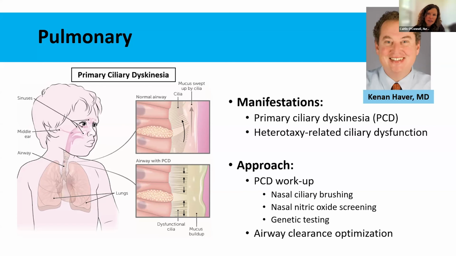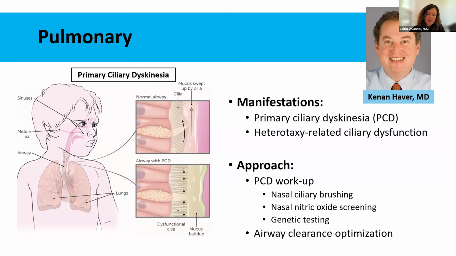So our approach on the heterotaxy team is to offer a PCD workup for every child that is screened through the program. This includes nasal ciliary brushing to look at the cilia's structure. This is a procedure that I do, and we pair it with when the children are already under anesthesia to minimize discomfort. We also offer nasal nitric oxide screening in our pulmonary clinic, which is a great test to screen for PCD, as well as genetic testing, which we're going to talk about next.